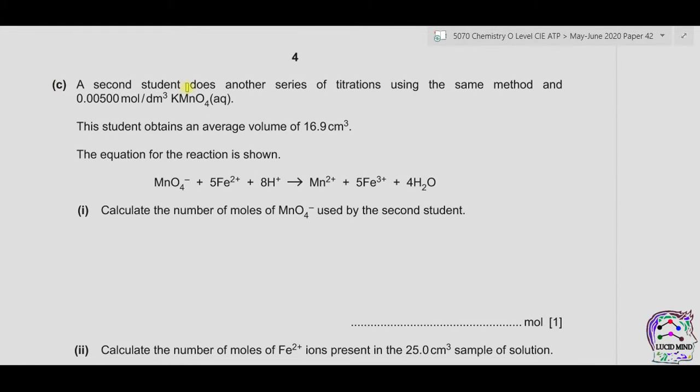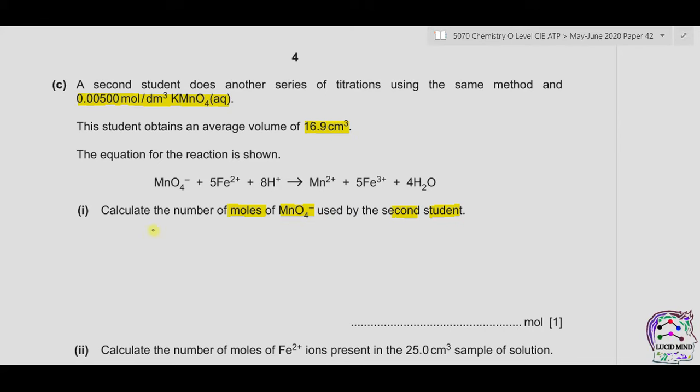Part C, a second student does another series of titrations using the same method and 0.005 mol/dm³ KMnO4. This student obtains an average volume of 16.9 cm³. The equation for the reaction is shown. This is the equation. Part 1, calculate the number of moles of MnO4⁻ used by the second student.